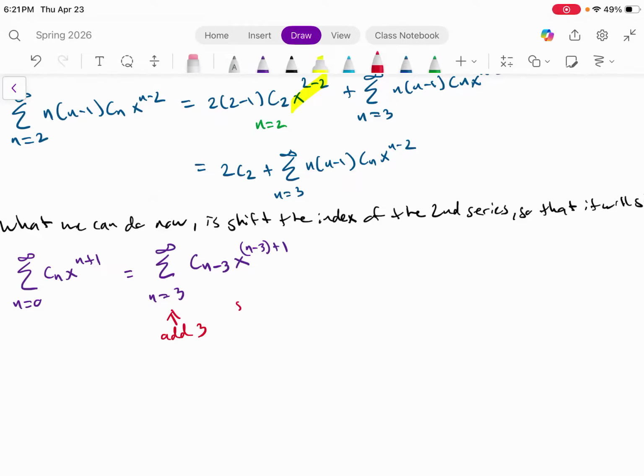So we subtract 3 from every n. And if we simplify this, our new power series would be c sub n minus 3, x to the n minus 2. So great, we now both have the same starting index of n equals 3.